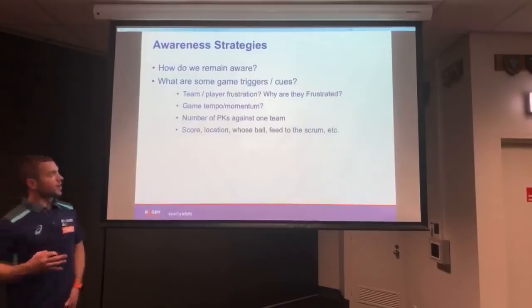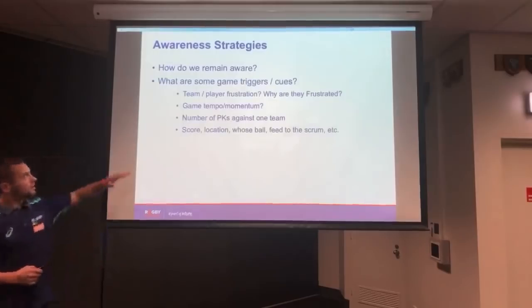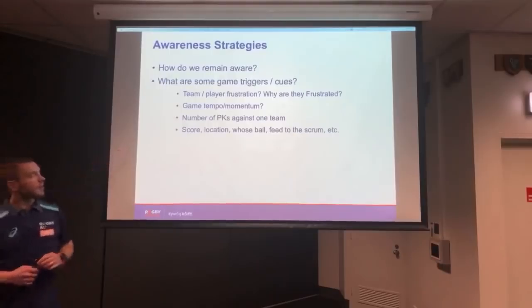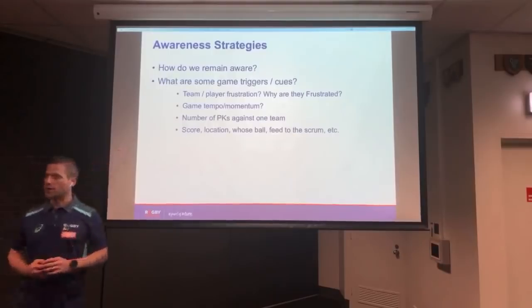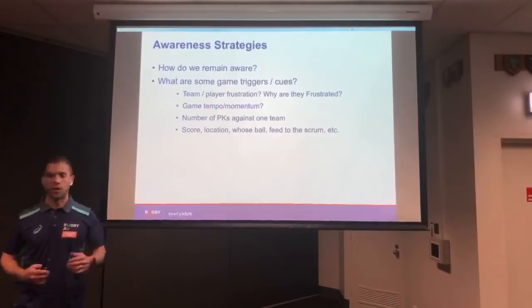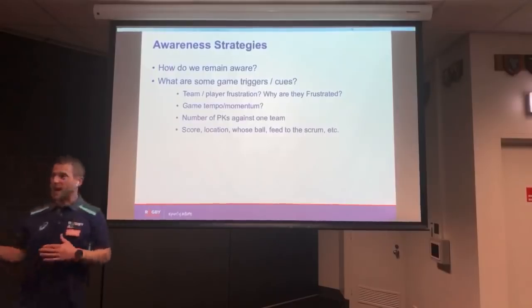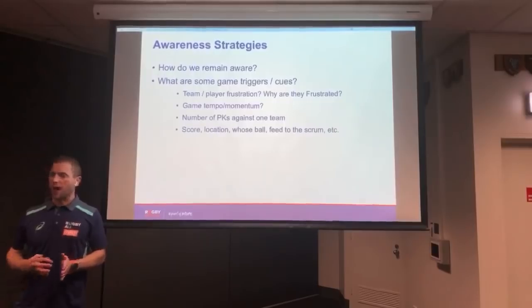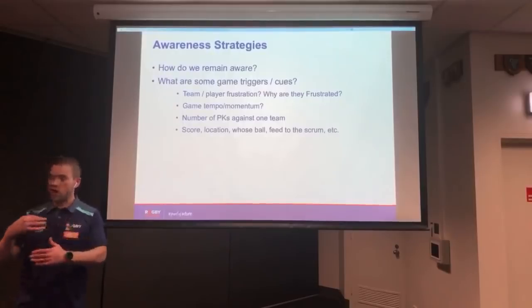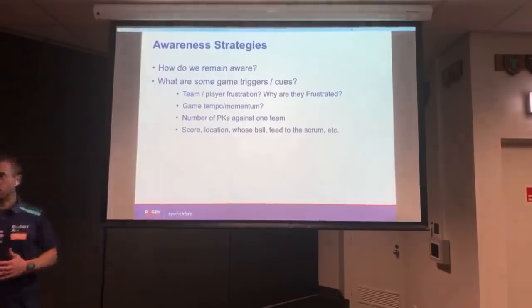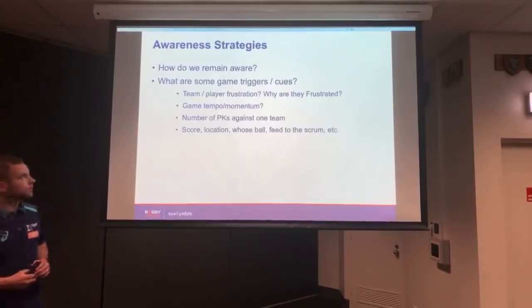Some of the triggers and cues we might pick up on are team and player frustration. The big question to ask yourself is, why are they frustrated? Is this just the team, or is there something I'm contributing to why they might be frustrated? Then there's the game tempo and momentum. Has this game swung? Have we got a team that's been clearly dominant for most of the game, and then after half time the other team's dominant? Are we aware of that change in tempo?